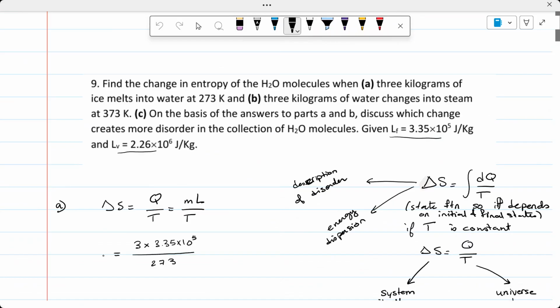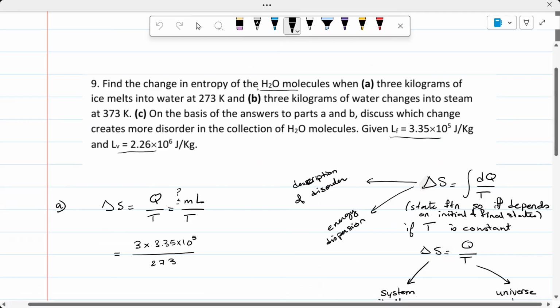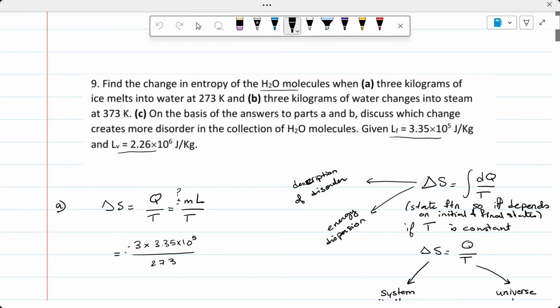So I'm checking the entropy of the water molecules. Am I adding or removing heat in this case? I'd like to see if the entropy should be increasing or decreasing in this situation. Is it positive or negative? Is mL plus or minus? Positive, we're adding heat to that. Exactly. We're melting ice, so we're essentially heating ice up. So we're adding heat. I'm interested in the entropy of the water itself, the system itself, to which I am adding heat. So this should be positive.